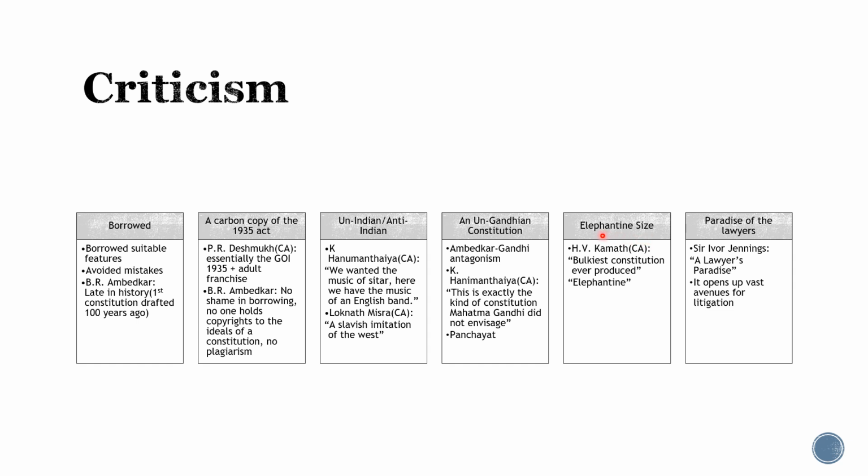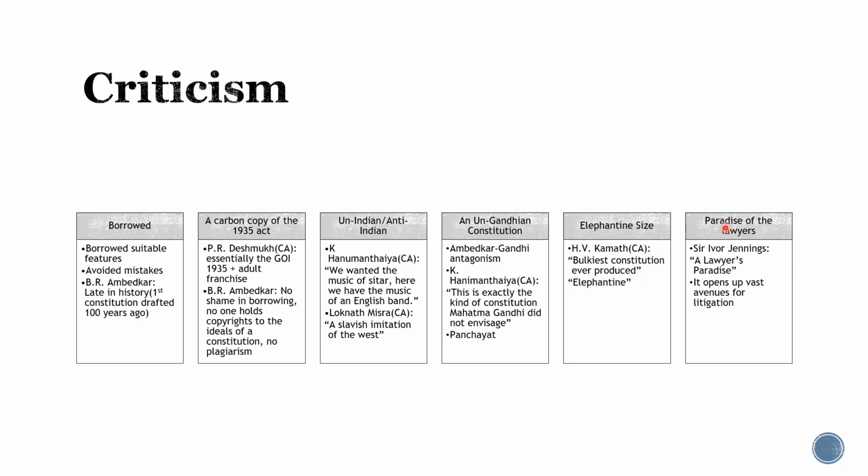Our constitution is a huge document. It is bulky, and there are different reasons for it. To which H.V. Kamath, member of the Constituent Assembly, said that it is the bulkiest constitution ever produced and it is elephantine. It was also said that the emblem of the constitution, which is an elephant, makes complete sense because the constitution is elephantine.